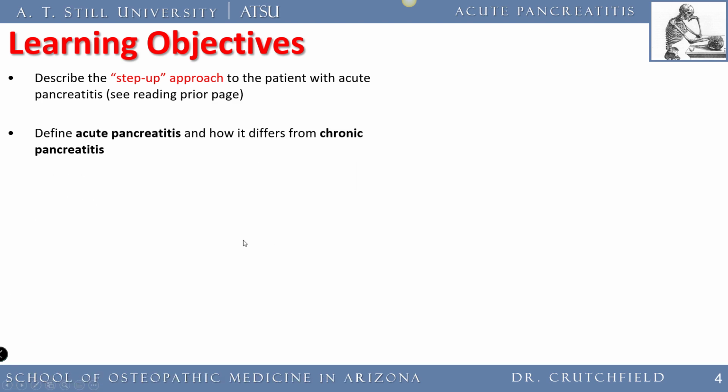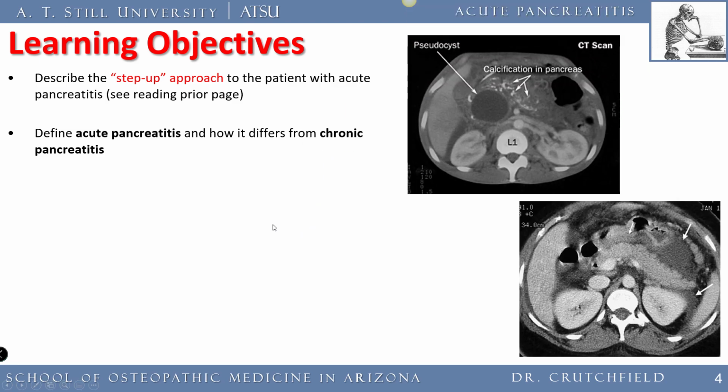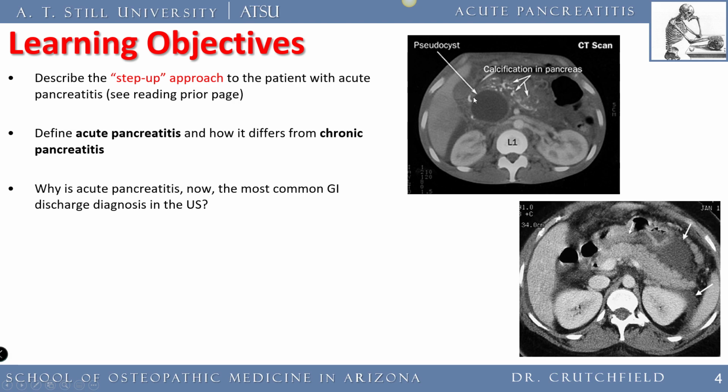So first and foremost, describe the step-up approach to the patient with acute pancreatitis. If you go back and read this article that I mentioned to you, you should have no problem in answering that question. So define acute pancreatitis and how it differs from chronic pancreatitis. Here we have some images of somebody who has calcifications in the pancreas. That's pathognomonic for somebody who has chronic unrelenting pancreatitis. And then they have what's called a pseudocyst here. This is a person who has acute pancreatitis.